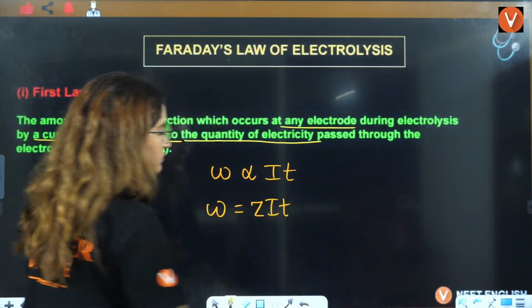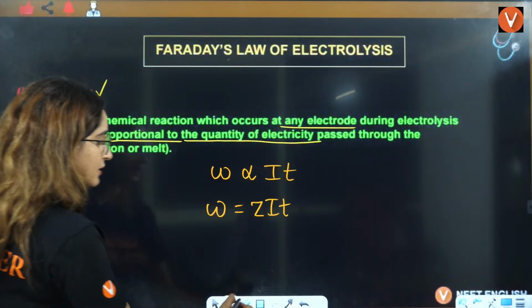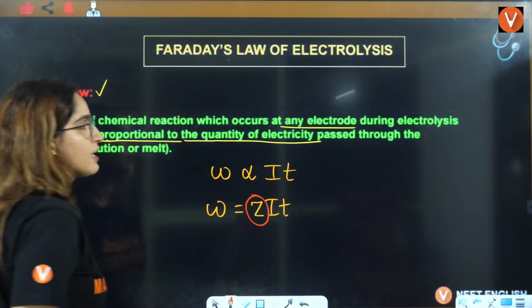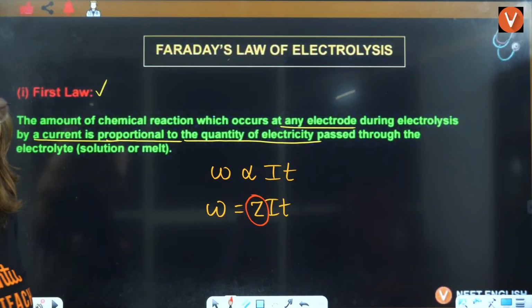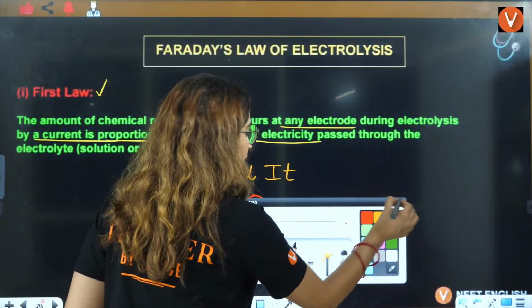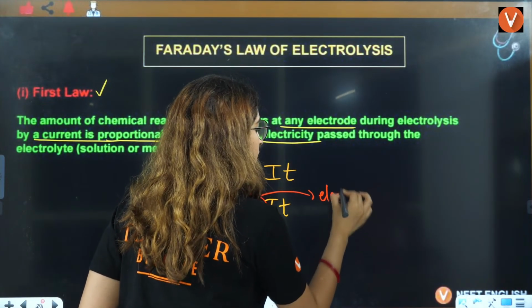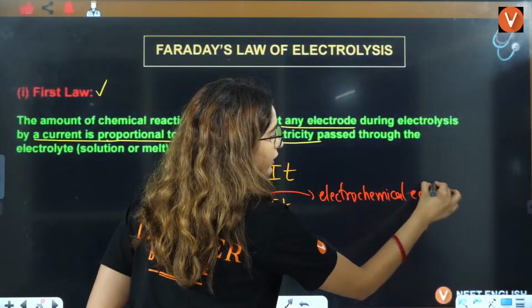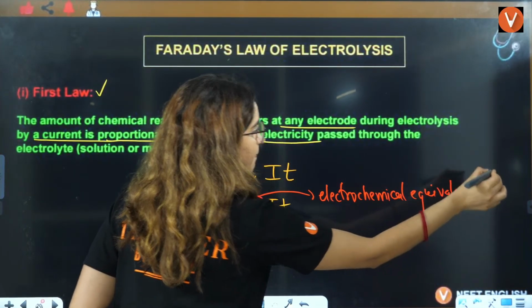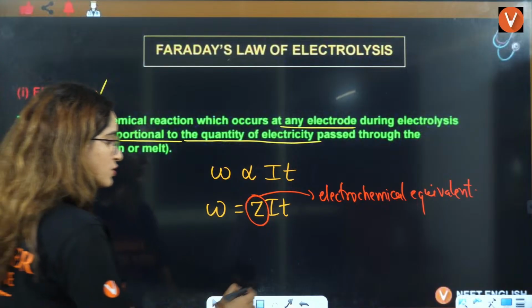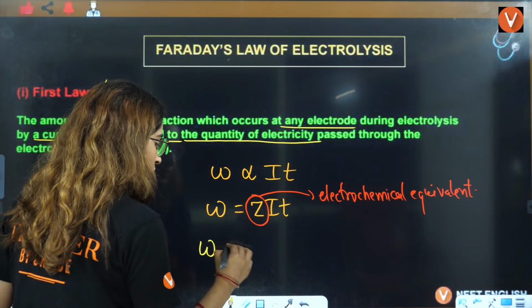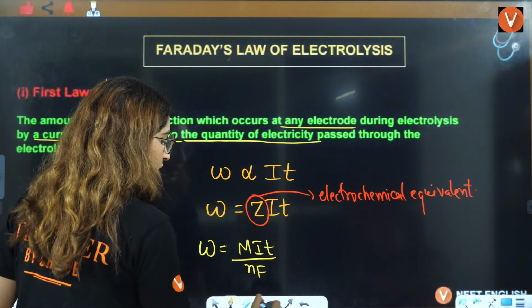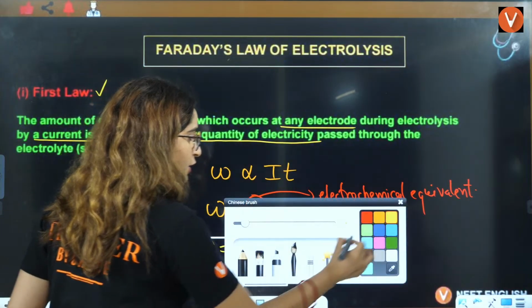Now, what is this Z? Anybody in the chat box? This Z is, what is this Z? This is called electrochemical equivalent. Right? So this is equals to molar mass by NF, and this is IT. This is the full-fledged formula that you have.